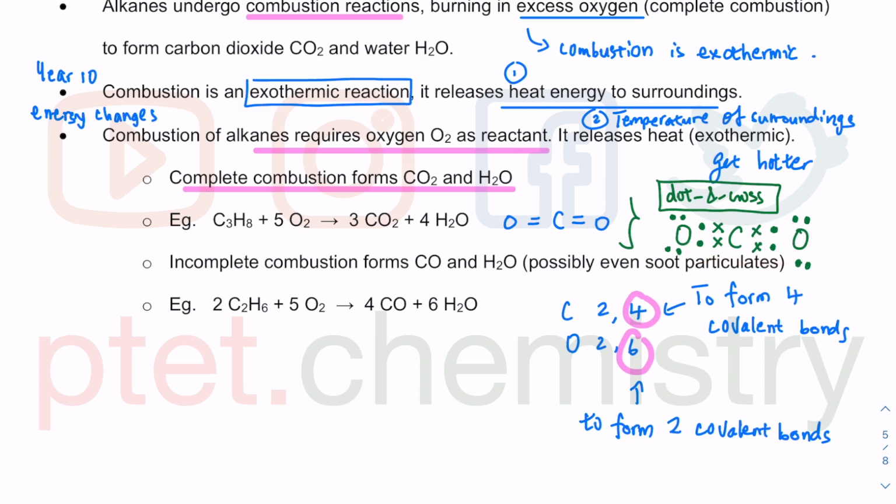This is the complete dot and cross diagram. Around the carbon, 4 electrons, 1, 2, 3, and 4 in the outer shell, shares 2 electrons from the oxygen, and shares another 2 electrons from the other oxygen. This carbon now has 8 electrons in the outer shell.